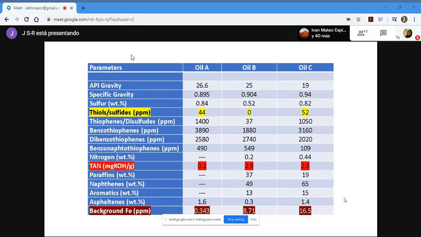For the purposes of this presentation, the most important compositional parameters have been highlighted, and these are the thiol content. So thiols are a class of reduced sulfur compounds. Then the other parameter that is important for this discussion is the TAN, or total acid number, which is a measure of the acidity of the oil. And finally, the iron content of the oil we found to also be important. So we were comparing the metal concentration of different metals dissolved in oil to the compositional parameters.